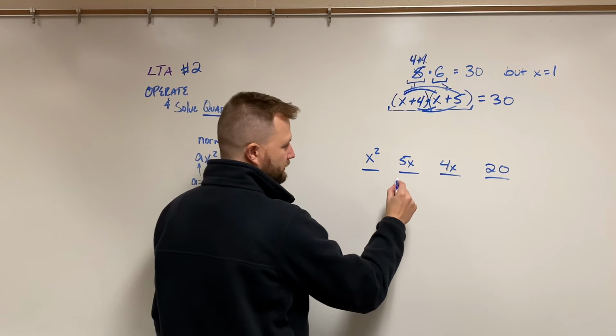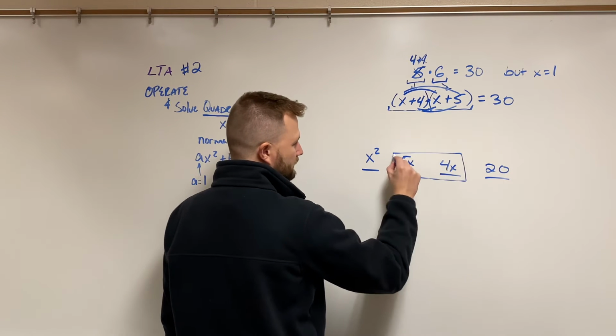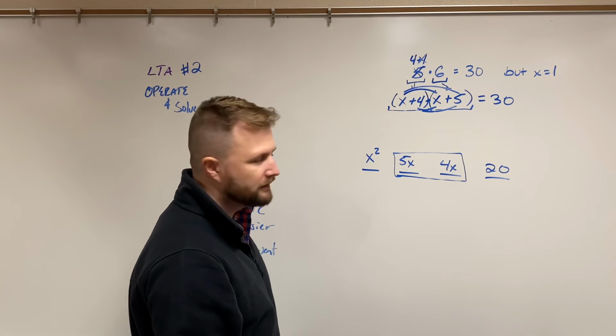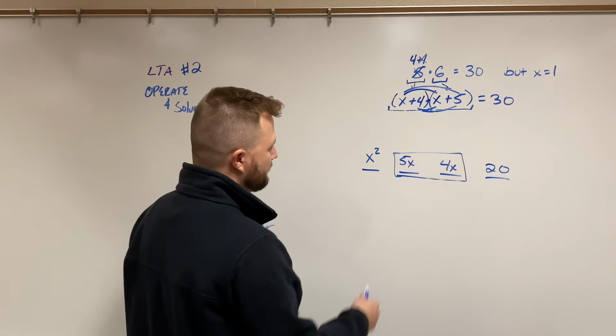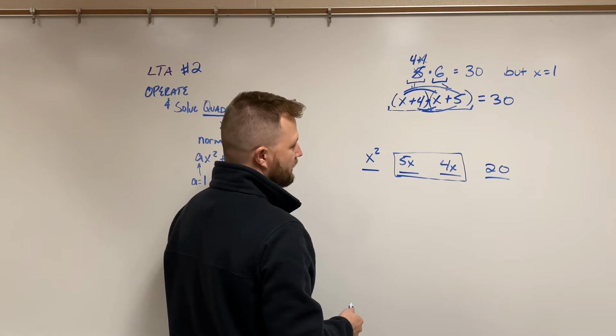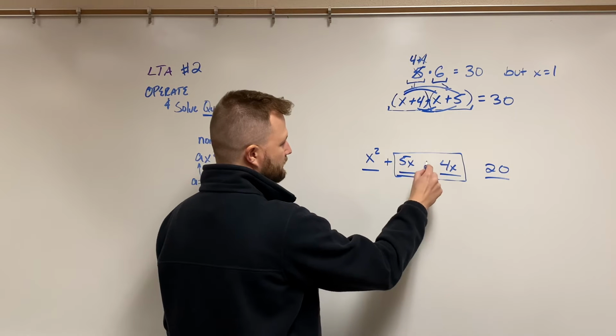But what do we notice right here is that the middle 2 are going to be like terms. I'm going to be able to combine those. They're similar terms. We can't combine the x squared, it doesn't have the same exponent, can't add those x's. And I think everything was positive.